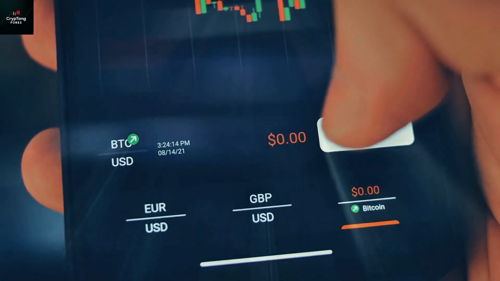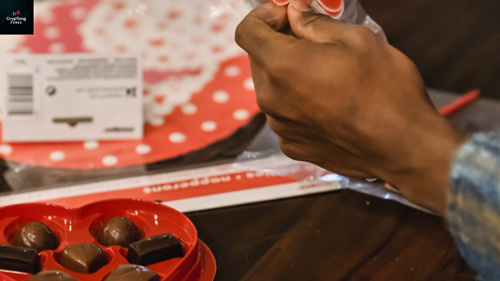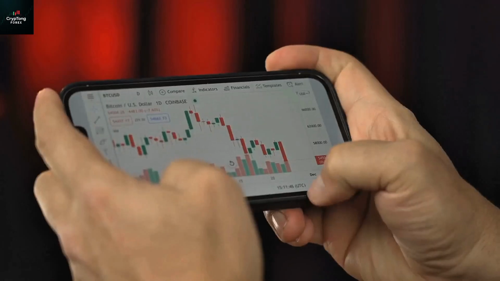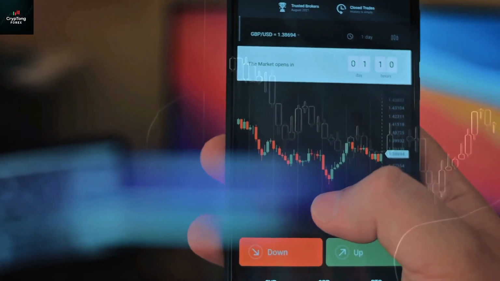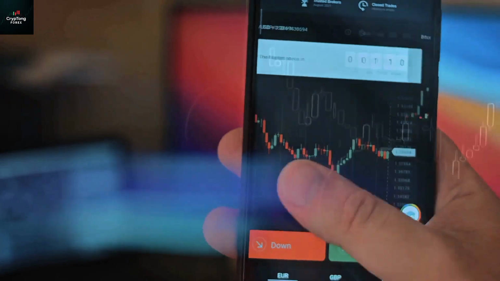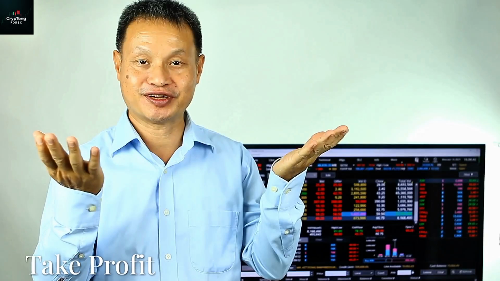Stop loss, or SL. Let's start with stop loss. Imagine you bought a box of chocolates for $10, hoping to sell it later for more. But what if the price starts to drop? You don't want to lose too much. A stop loss tells your trading app, if the price drops to $8, sell it right away and stop the loss. It's like a safety net that helps protect your money from falling too far.